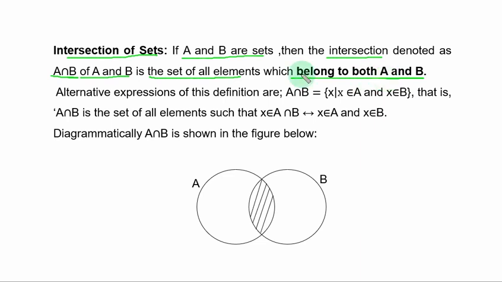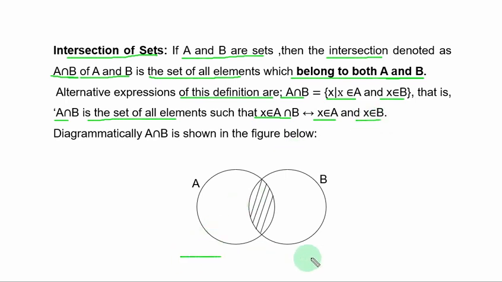That is the intersection. Alternative expressions of this definition are: A intersection B is equal to the set with element S such that S is a member of A and S is a member of B. S must be found in both sets before it can be an intersection. That is, A intersection B is a set of all elements such that S belongs to the intersection, which implies S belongs to A and S belongs to B. So that element must be present in both sets.